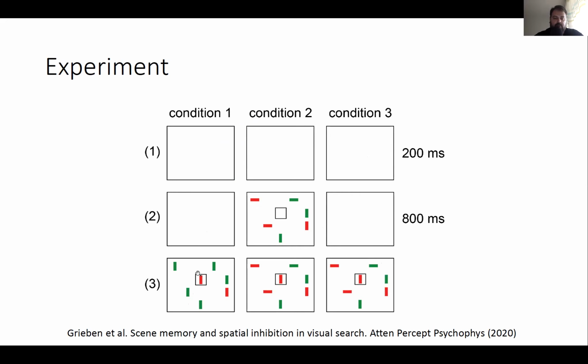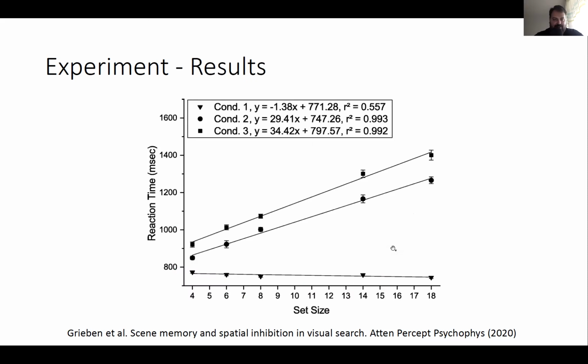So as a baseline, we had the single feature and the conjunctive search, and the more interesting condition was this preview condition. Importantly, in this condition there was no break, so the scene was always present. We also did an experiment with a white break in the middle, but that's not so important currently.